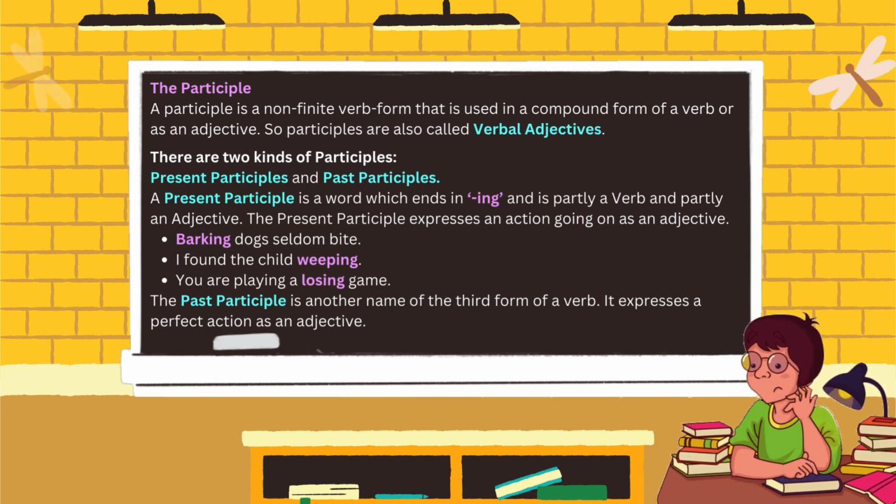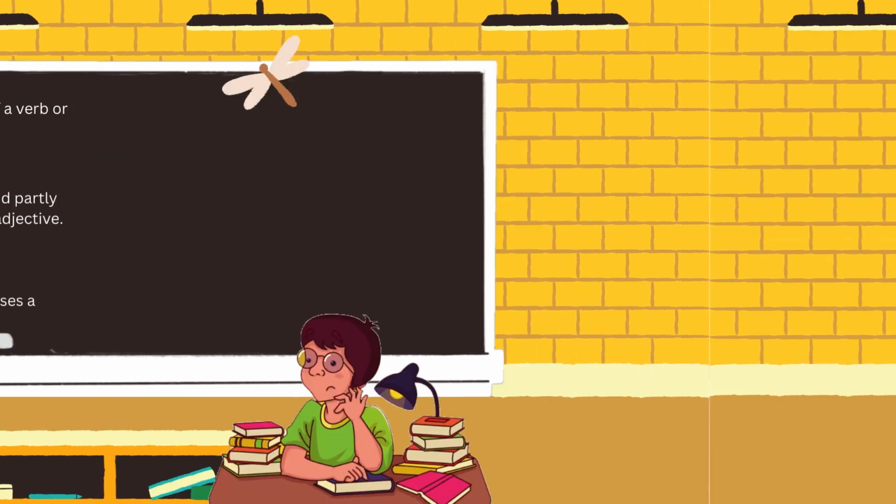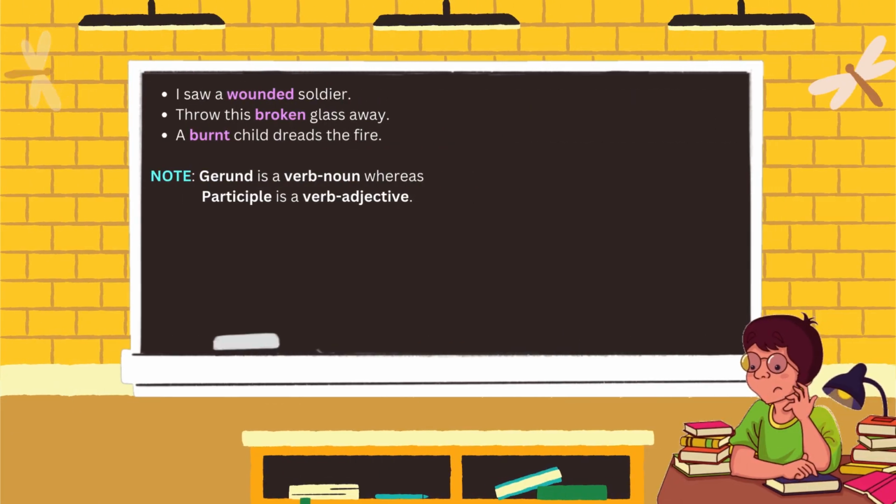The past participle is another name for the third form of a verb. It expresses a perfect action as an adjective. I saw a wounded soldier. Throw this broken glass away. A burnt child dreads the fire. Note: gerund is a verb noun whereas participle is a verb adjective.